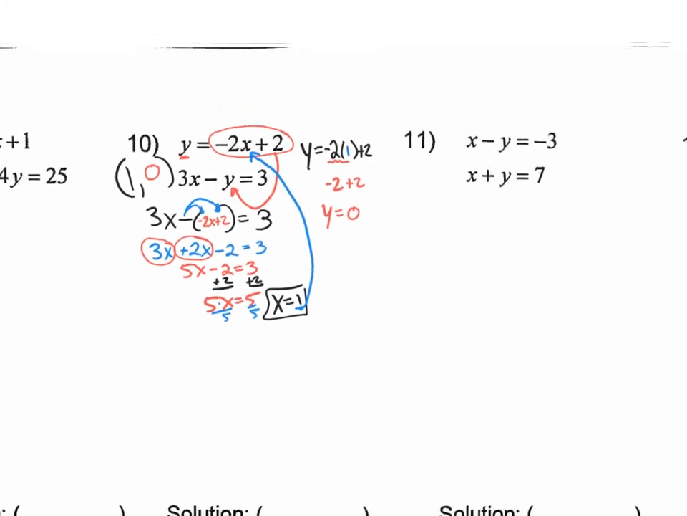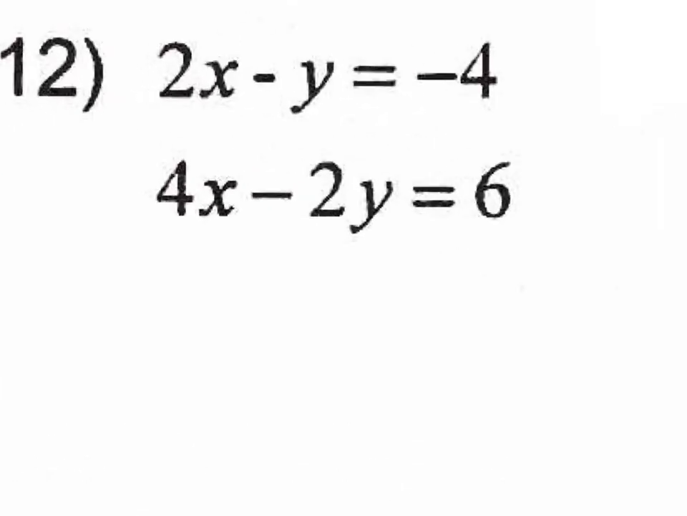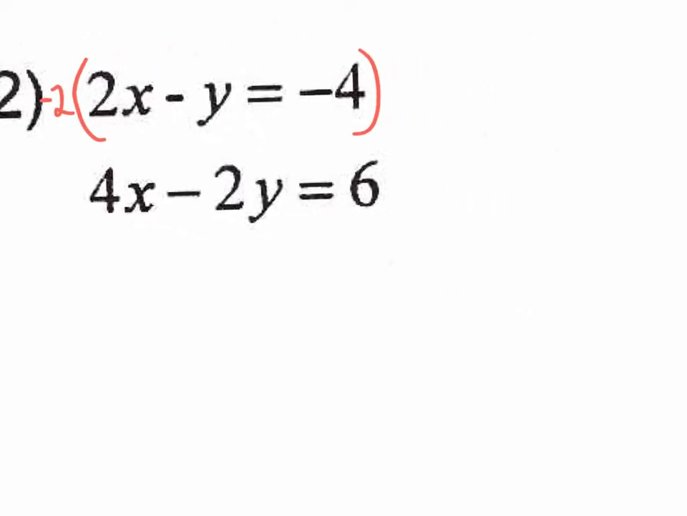Let's jump to number 12. Substitution? Yeah. Elimination. What do I have to do? Multiply the top by what? By negative 2. Okay, so if I multiply the top by negative 2 to eliminate the x's, that's going to give me, let me go to the side here, negative 4x.